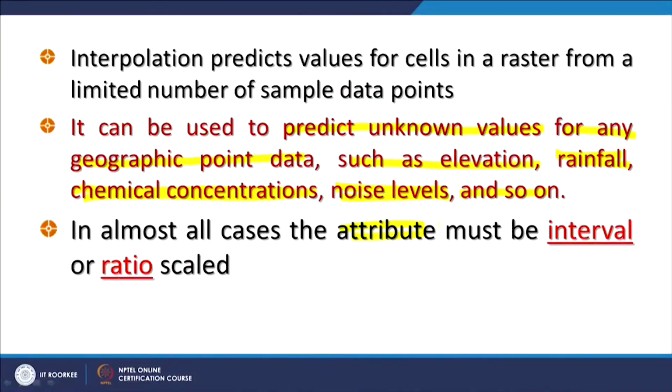In almost all cases, the attribute here is generally interval or ratio scaled. If you recall the discussion on types of attributes, we had nominal, interval, ratio and cyclic attributes. That means interpolation cannot be done on all types of attributes.